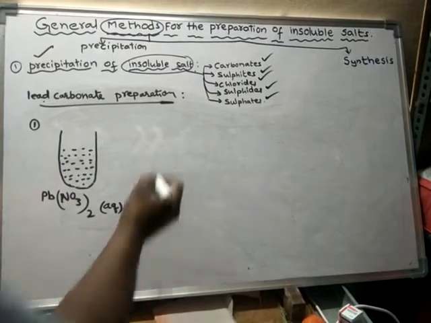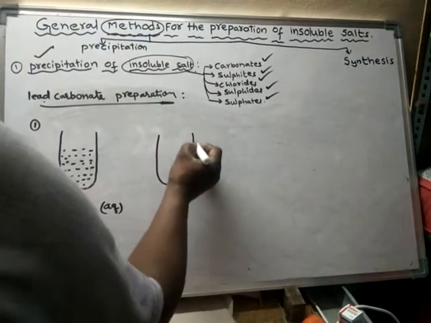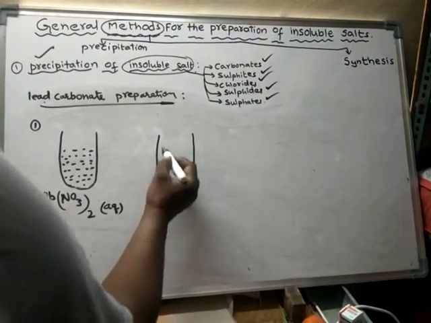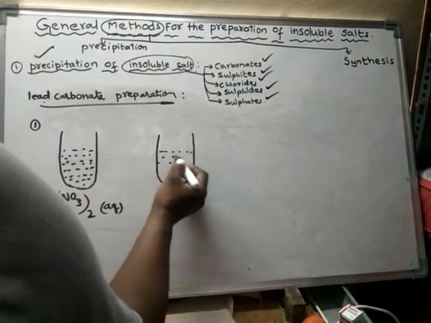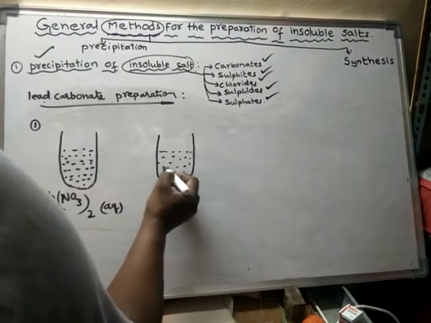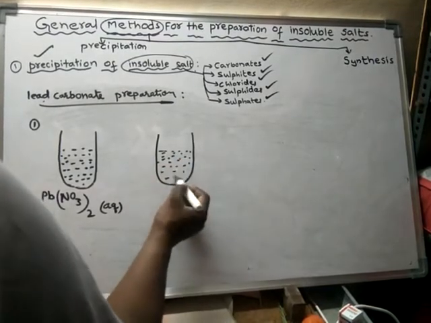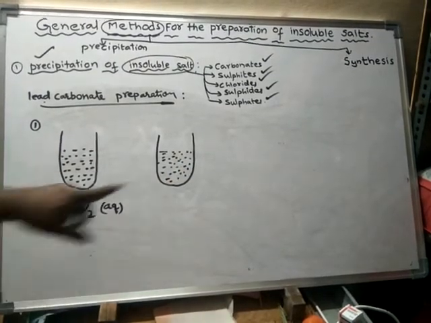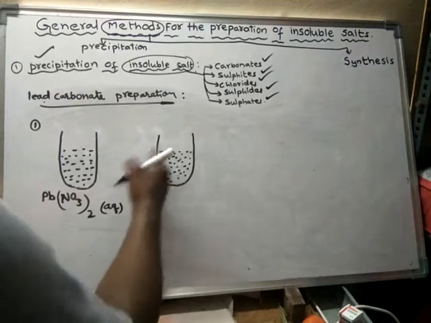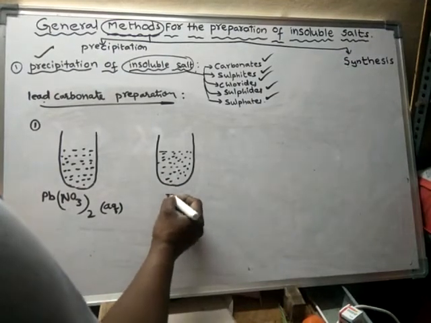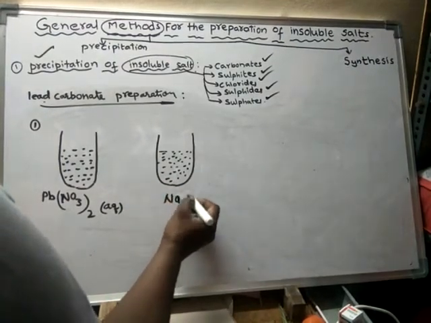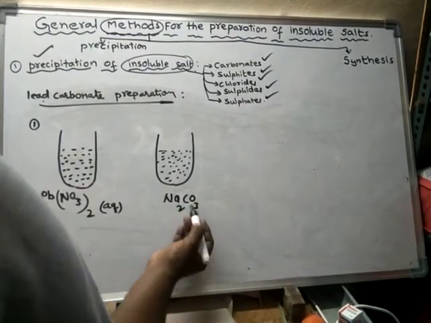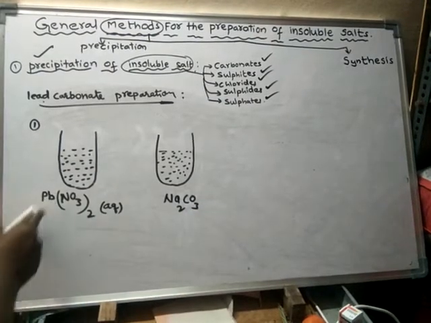Prepare another soluble salt, like sodium carbonate. Any soluble salt we may prepare. Okay, I am taking sodium carbonate. It should contain carbonate. This one should contain lead and this one should contain carbonate. And this salt should be a soluble salt. For example, sodium carbonate is a soluble salt. So it has carbonate and the other solution has lead.